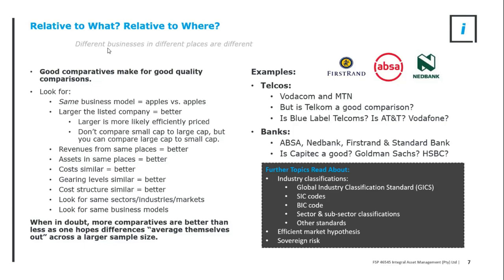So these are the things when considering relatives, and you're building your collection, your bag of apples that you're going to use to value the apple in your hand. Consider that different businesses in different places are different. So we want to select and make sure they're as close as possible. Further reading, you can have a look at industry classifications, consider efficient market hypothesis, consider things like sovereign risk, which dictate different valuations in different geographies.